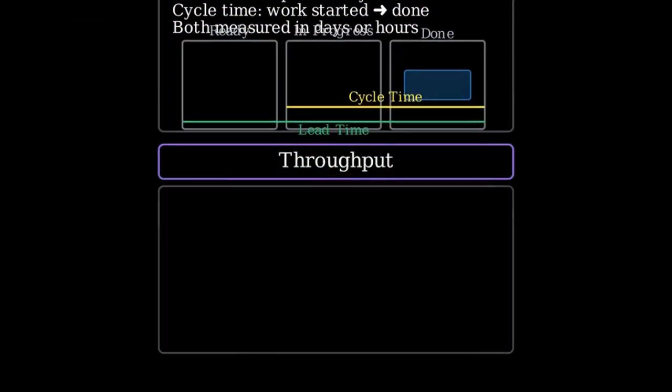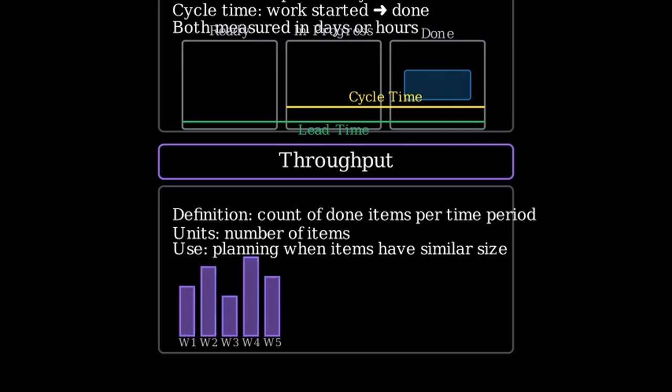Throughput counts how many items are completed per period, like per sprint or per week. Unlike velocity, throughput is a simple count of items and does not require story points.